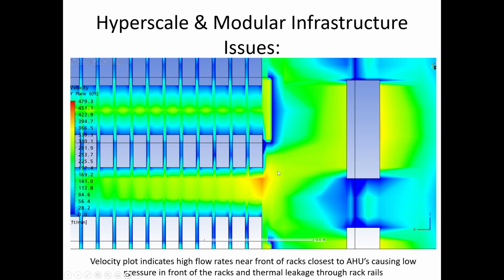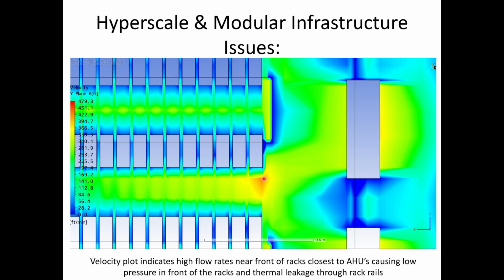This is a velocity plot. We're looking here at velocity as a function of color, same data center. You can see the velocities are quite high when they bang into this edge right here and wrap around it. You can see the velocity surge right on the edge of these servers.